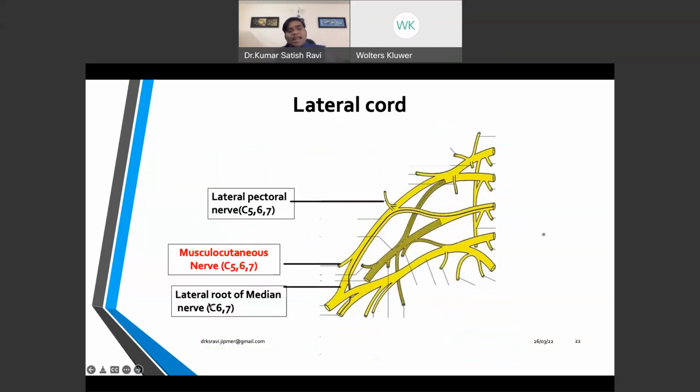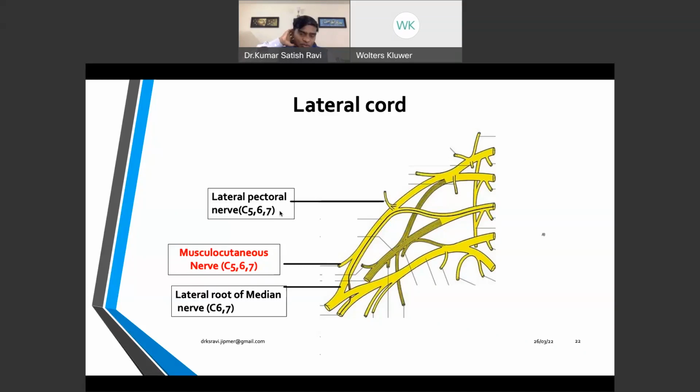When we talk about the lateral pectoral nerve, just remember that all the branches from the lateral cord of the brachial plexus will have root value C5, C6, and C7. Remember, I said all the branches here, I've missed writing this C5. So all the branches from the lateral cord will have root value C5, C6, and C7 because it comes from the upper trunk and the anterior division of the middle trunk, right?